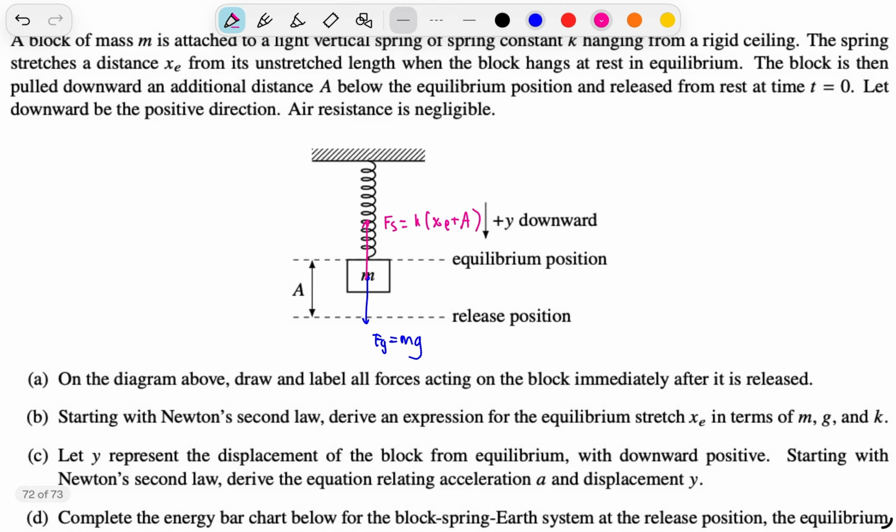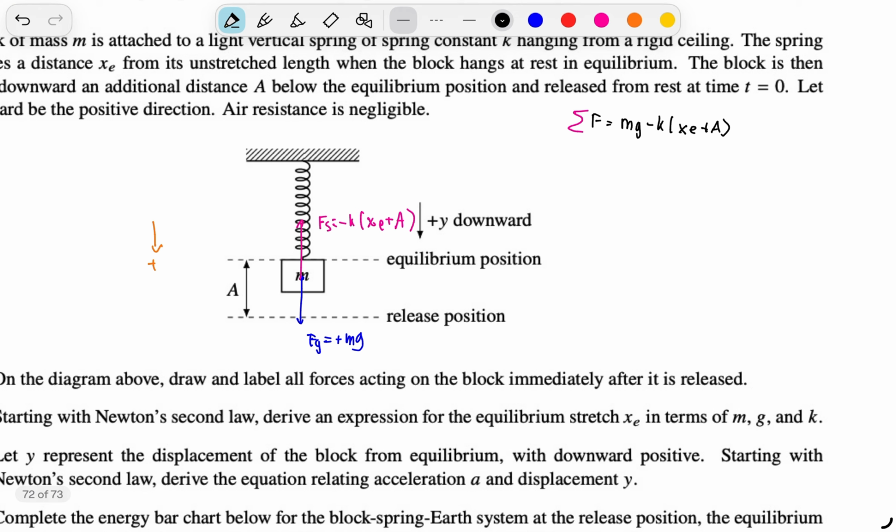Because our downward direction is positive, we are going to have that Fg equal to mg is positive, and Fs is equal to negative k (xe plus a), so this is going to be negative. If we take the net force for this situation, we have F is equal to mg minus k(xe plus a). So our block is below equilibrium, which is why our spring force is larger than the gravity, and it's pointing back towards the equilibrium. So it's actually going to bring us back up.